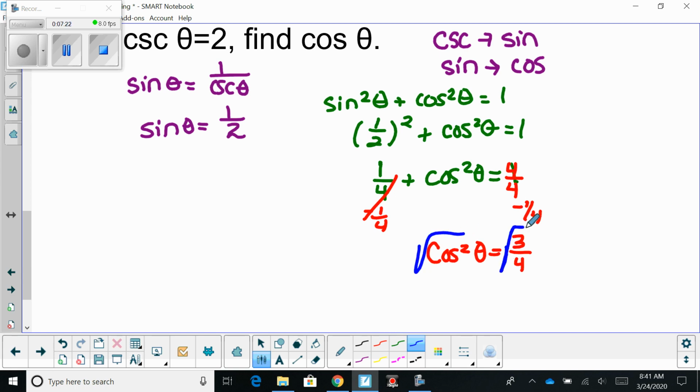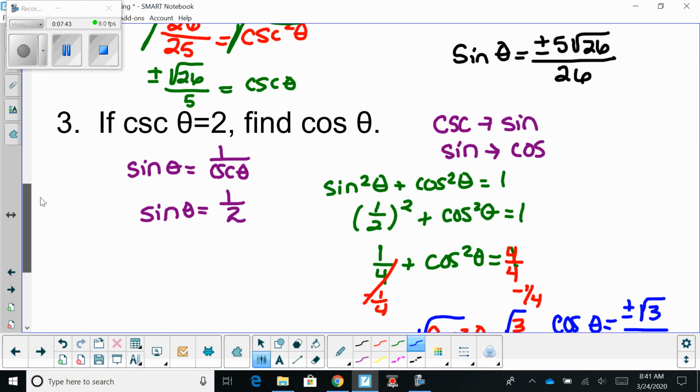Take the square root. I would have that the cosine is equal to plus or minus 3, which won't simplify, so it'll stay radical 3. The square root of 4 will be 2. So the cosine would be equivalent to positive or negative radical 3 all over 2.